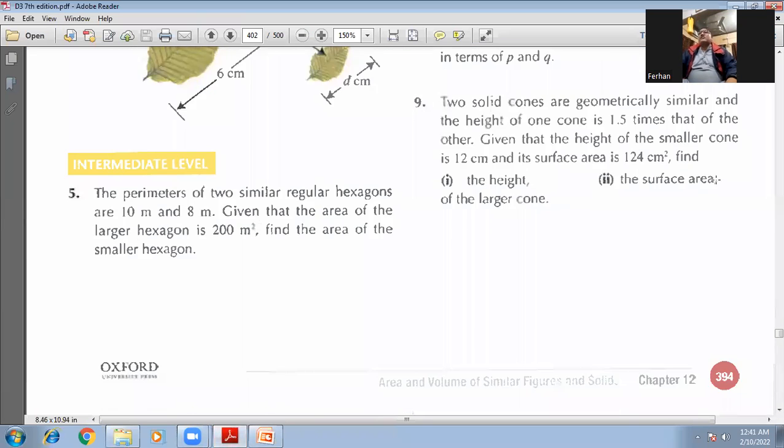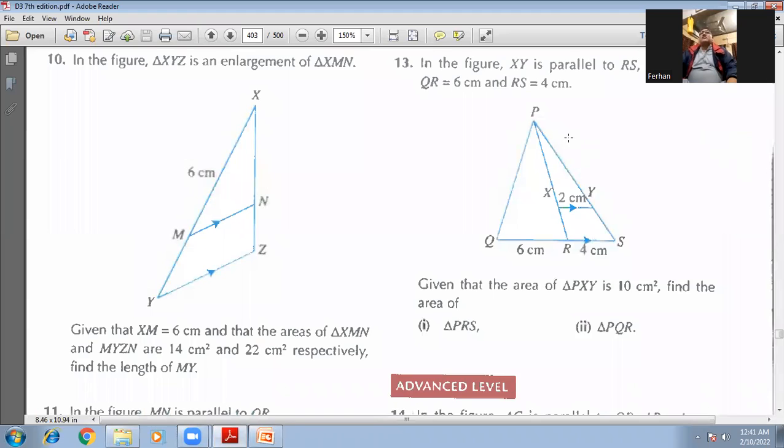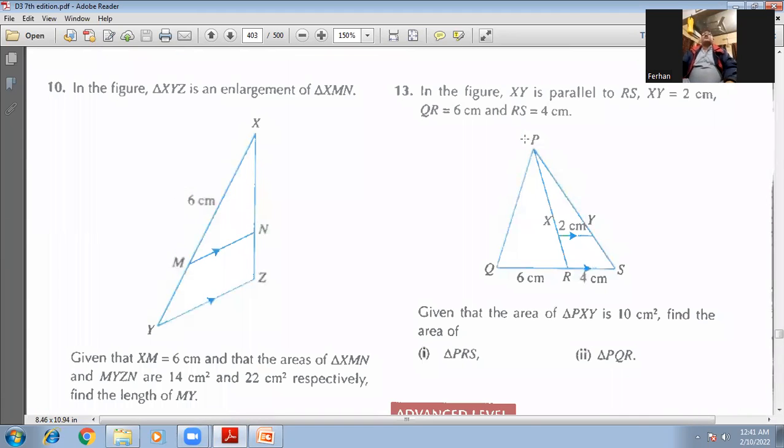Okay, so we are going to the next question. The next question coming up on the screen is, in the figure, the big triangle XYZ is an enlargement of the triangle XMN. So this is the center of enlargement, and this figure has been enlarged from XM, it has gone to XY, from XN, it has gone to XZ.